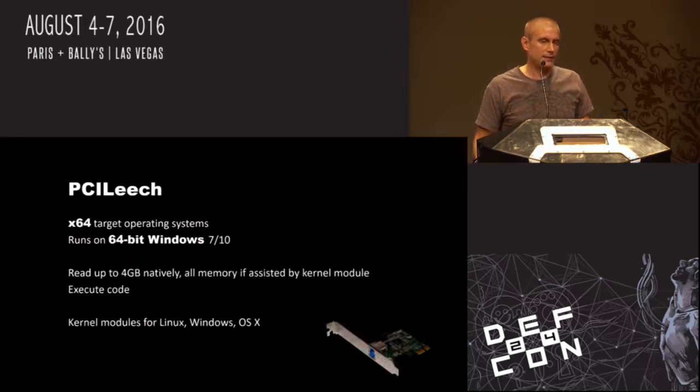PCILeech targets 64-bit operating systems. It runs on 64-bit Windows 7 and 10 at the moment. It's able to read up to 4 gigs natively, and if you're able to insert a kernel module, it should be able to read all memory of the target system that the kernel can read. And if a kernel module is inserted, obviously you can execute code on the target system as well. I have kernel modules for Linux, Windows, and OS X at the moment.